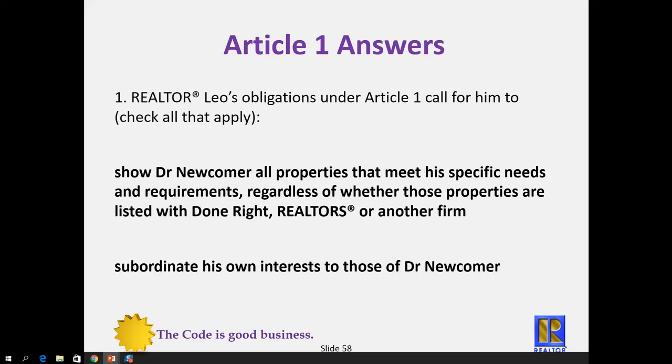Welcome back. Let's see how well you did. Question number 1. Realtor Leo's obligation under Article 1 calls for him to... The answers are B and C. The agent is required and supposed to put the clients first rather than subordinating his interests above that of the client. So he is required to show Dr. Newcomer all properties that meet his specific needs and requirements, regardless of whether those properties are listed with Done Right Realties or another firm. He should subordinate his interests to those of Dr. Newcomer.